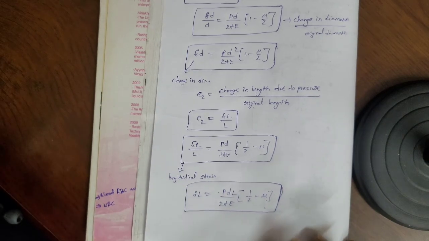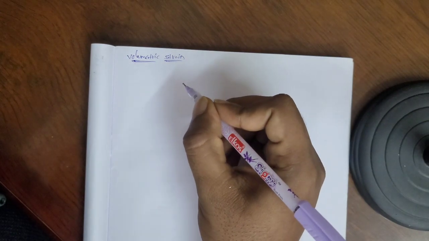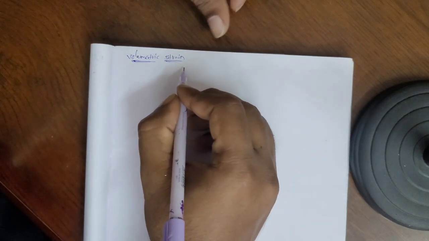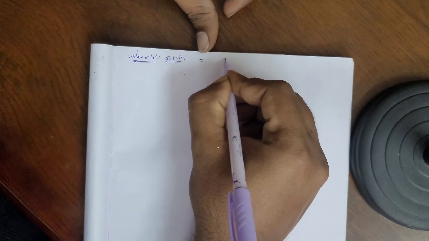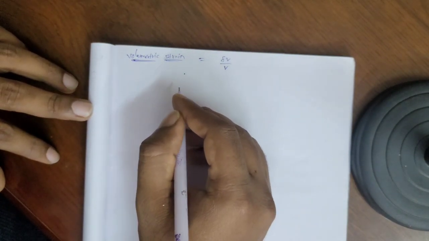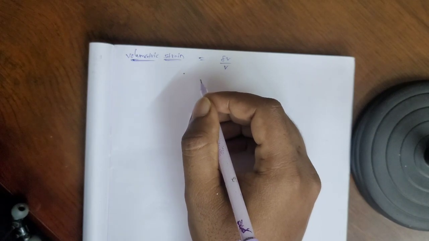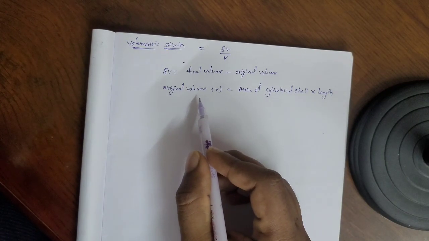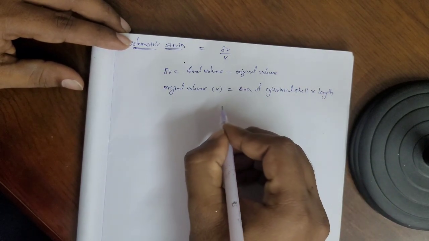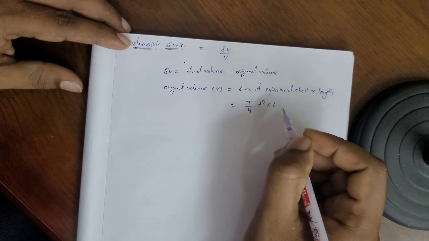So similarly, we have to find an expression for volumetric strain. It is defined as change in volume divided by original volume. So volumetric strain is equal to change in volume by original volume. Here change in volume is equal to final volume minus original volume. The original volume we can find as area of the cylindrical shell into its length. We know area of the cylinder is pi by 4 d square, into its length L.